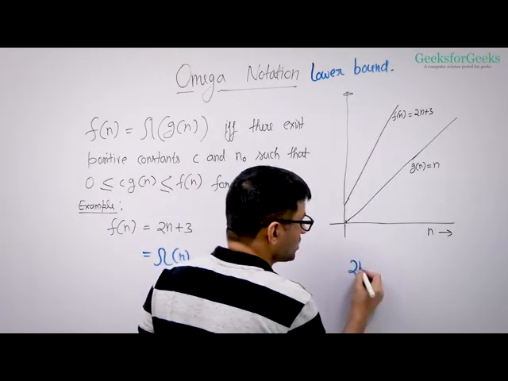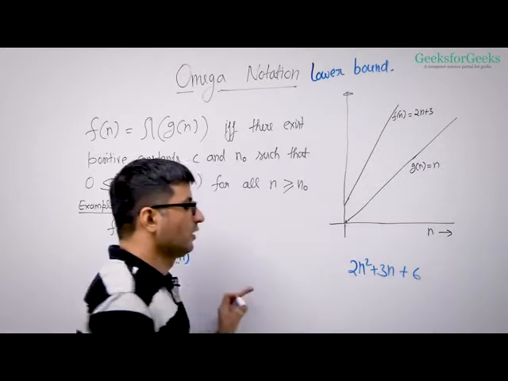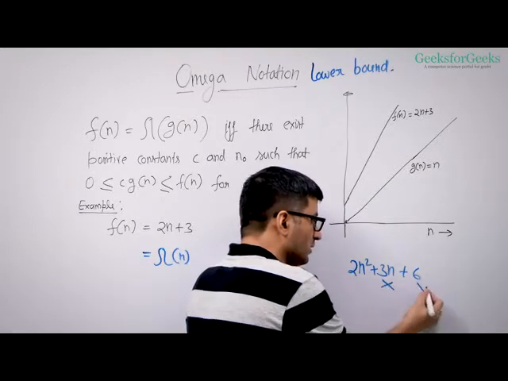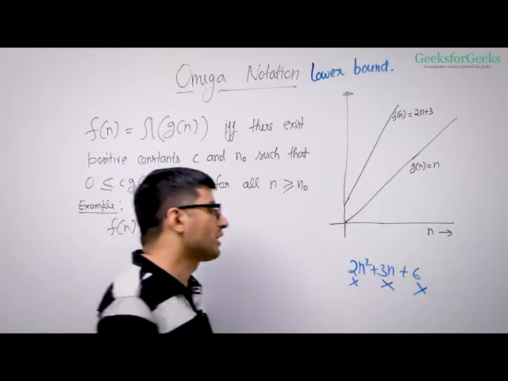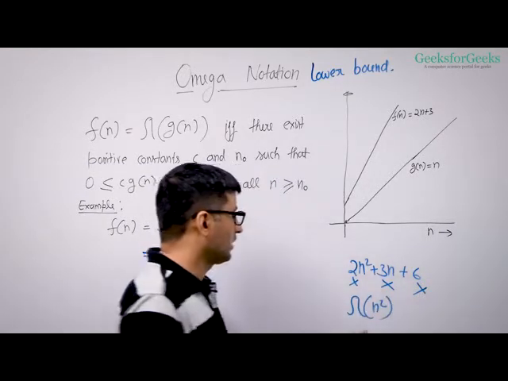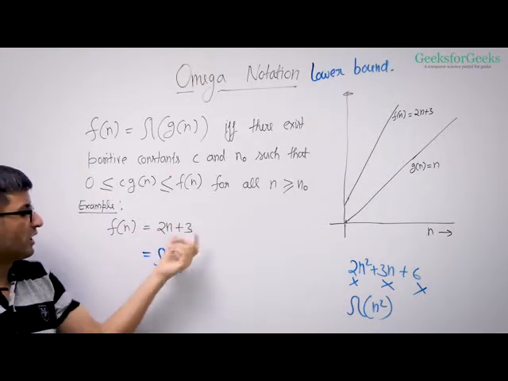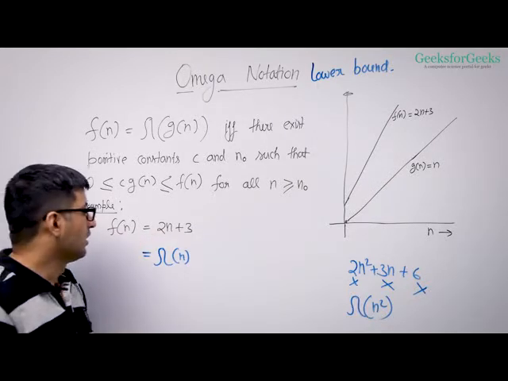Say I have 2n square plus 3n plus 6. What do we do? We ignore the lower order terms, ignore the leading constant, we get n square, and we can write it as omega n square. Right? That's one way. Now how do I prove it? How do I use this mathematical definition to show that this is true for 2n plus 3?